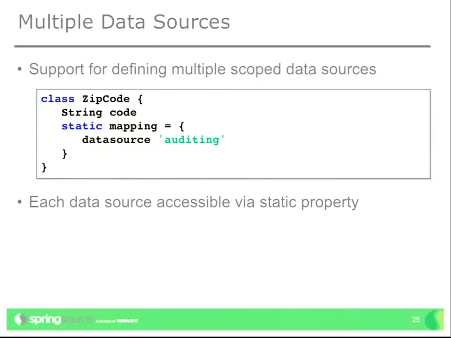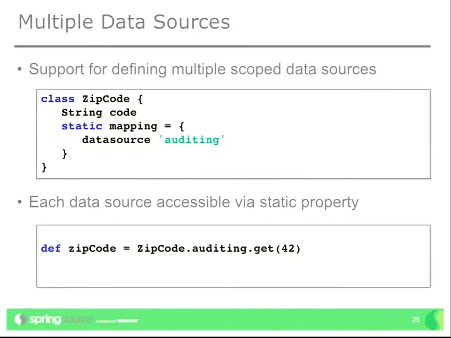And now this domain class is associated with all of those data sources. And by default, if you execute a query like zipcode.get, the first data source in that list is the default one. That's what you'll be accessing. And then if you wanted to access any of the other data sources, the way to do that is by explicitly mentioning the data source name like you see here. Right? So domain classes can be associated with multiple data sources.